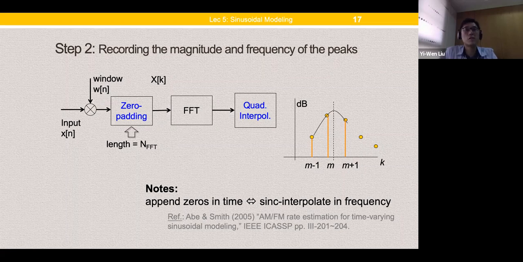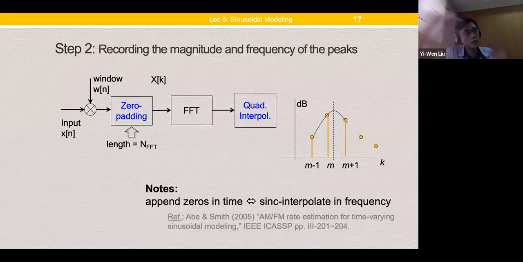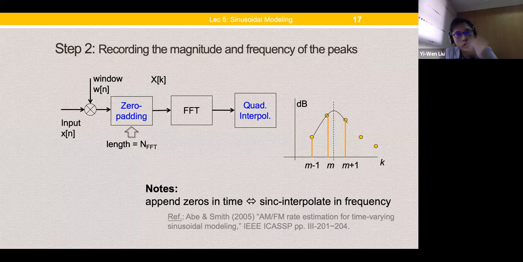Let me say that again. Adding zeros is not giving you extra information, but after the Fourier transform, you can right away look at more points in the frequency domain, and more different frequency locations. So it suffices to say that, and this is a theorem, by appending zeros in time, we are doing an interpolation in frequency.